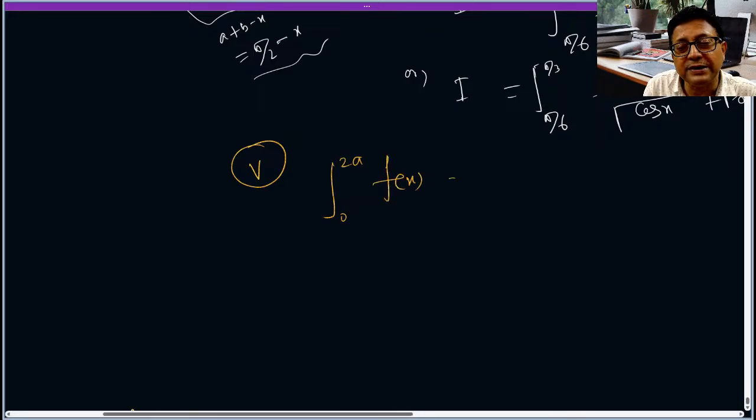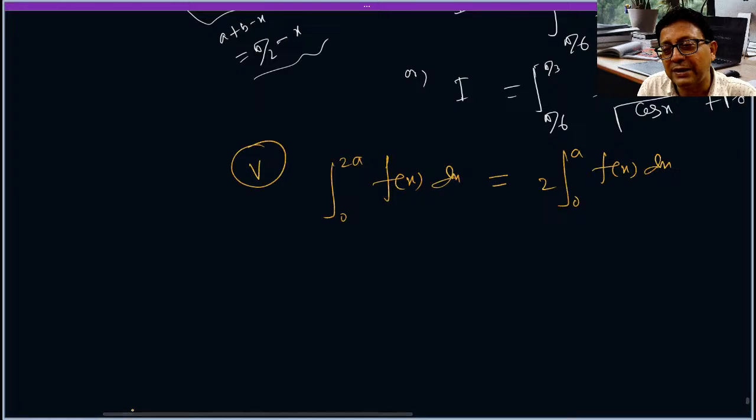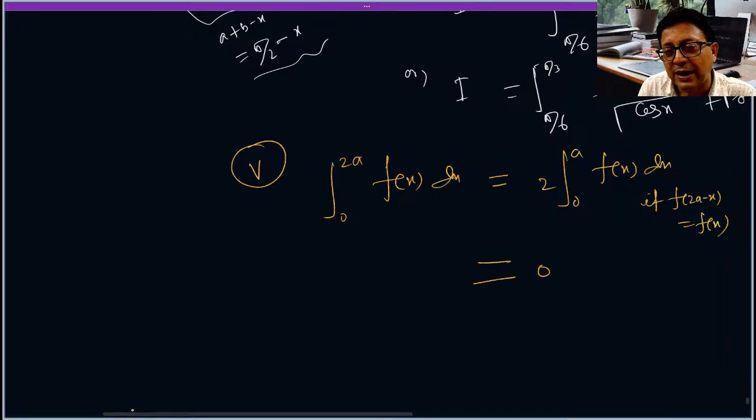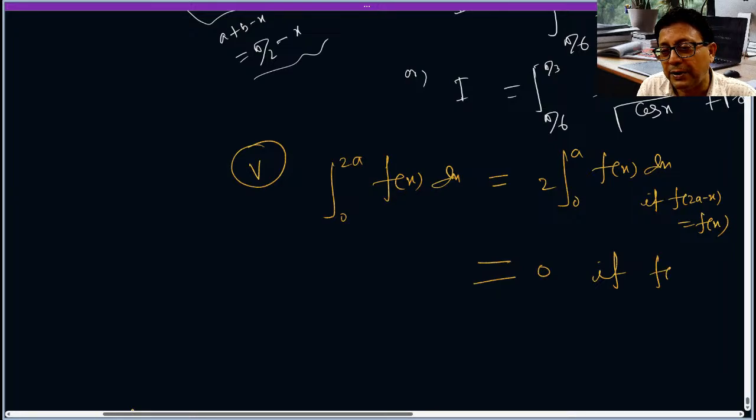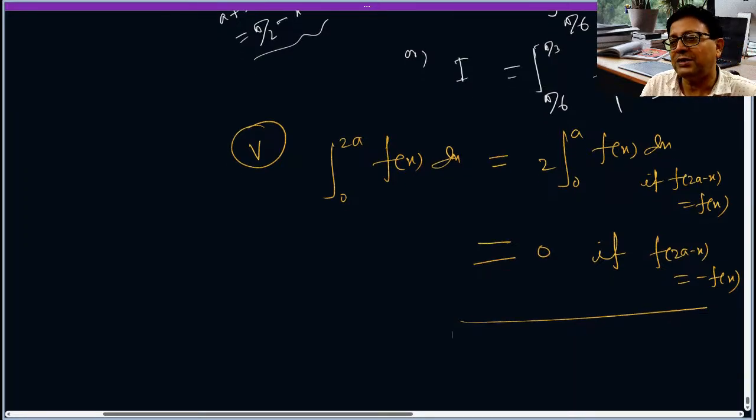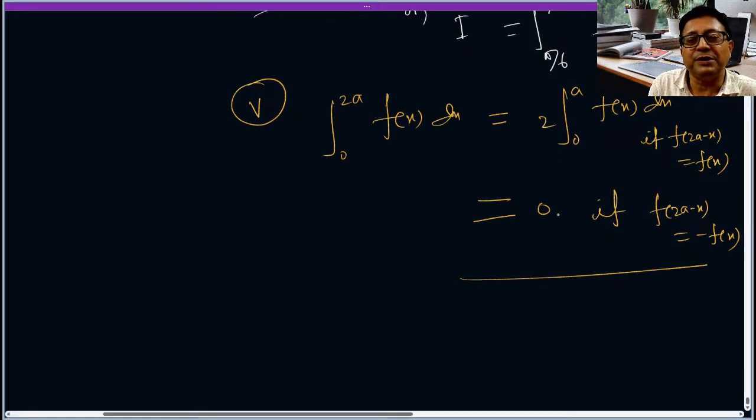0 to 2a fx dx will be 2 into 0 to a fx dx if f of 2a minus x equal to fx, and 0 if f of 2a minus x equal to minus fx. Okay, let us see one problem here. I am not going to prove this, I am just going to show you one application here.